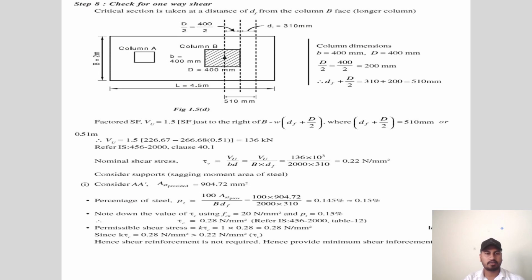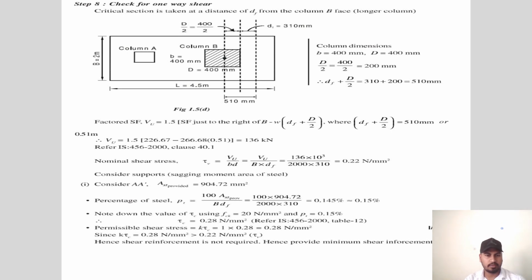The next is check for one-way shear. So we will take the critical section at the column B because it is having a longer column, higher load and higher dimension. So we'll be taking the factored shear force. Then we will be calculating the nominal shear stress.